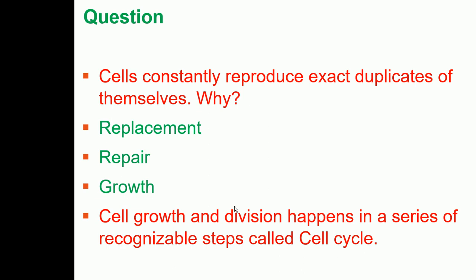So how does this all go? The answer is cell division called mitosis. Cells constantly reproduce exact copies of themselves, for growth, for repair, and for replacement. And the cell growth and division happens in a series of recognizable steps called the cell cycle.